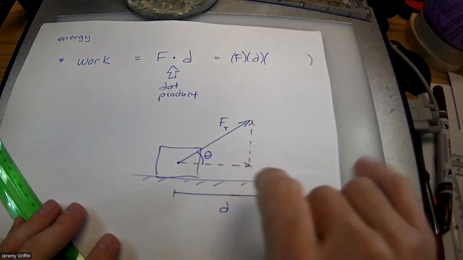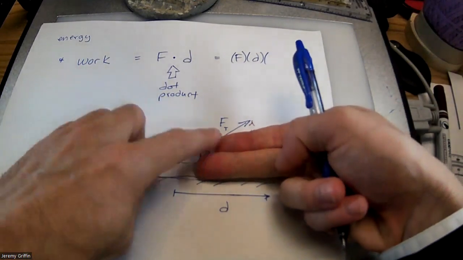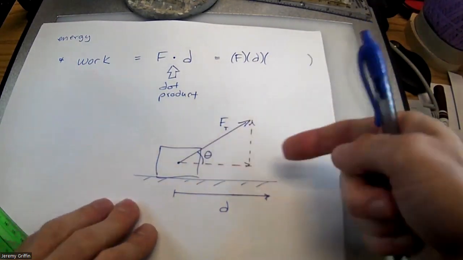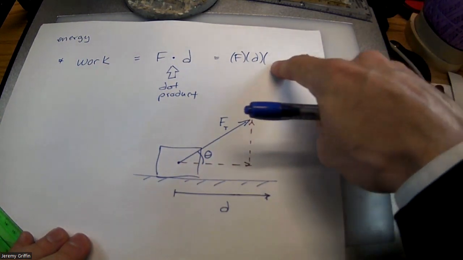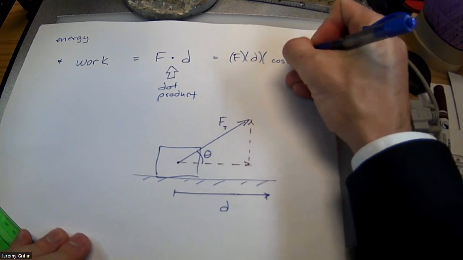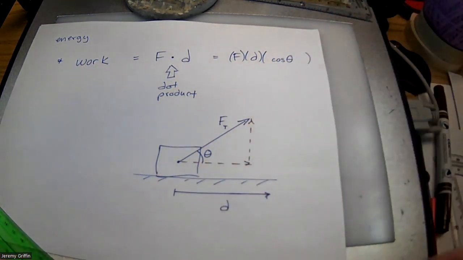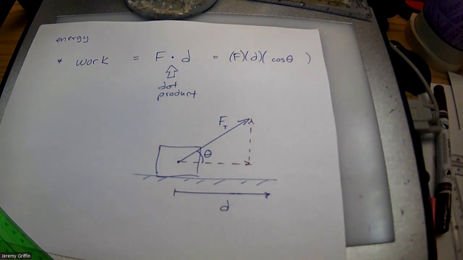Now, if I define this angle theta as the angle between these two original vectors, this force and this distance, should I use sine or cosine theta right here? Yeah, cosine. This is cosine theta. So F times d times cosine theta, that's the same thing as F dot d. Work is force times distance.